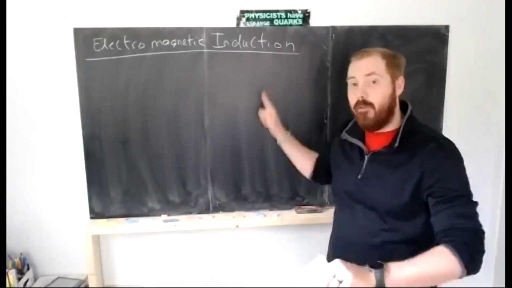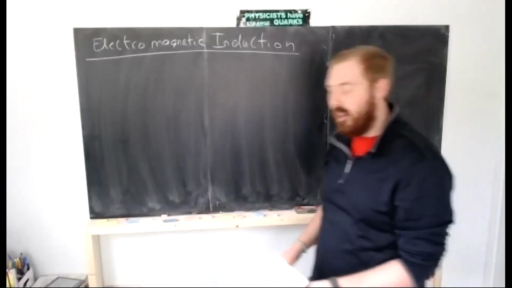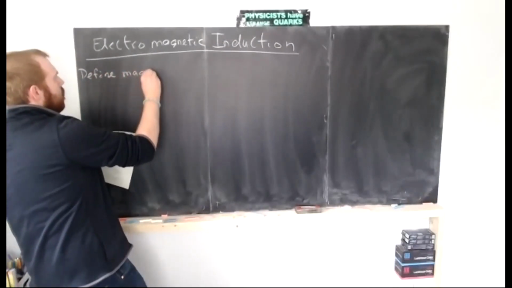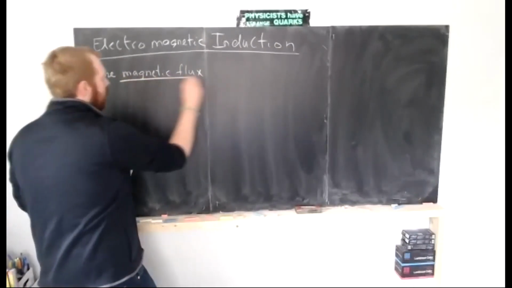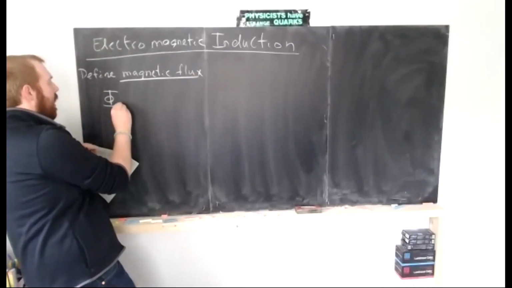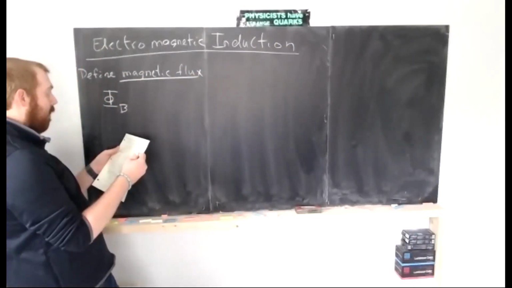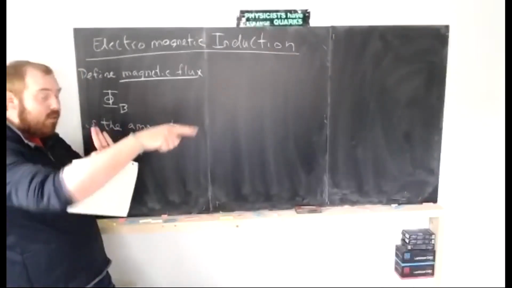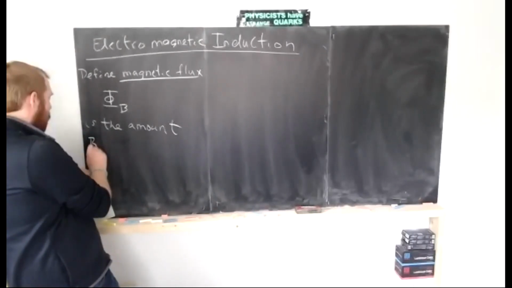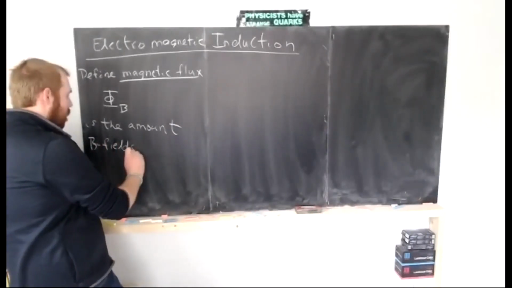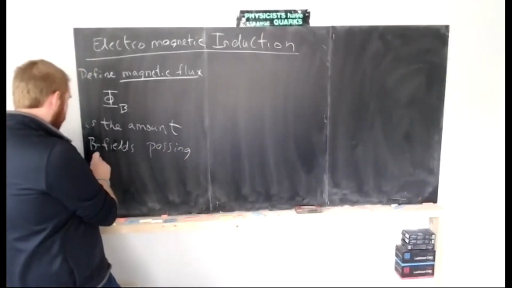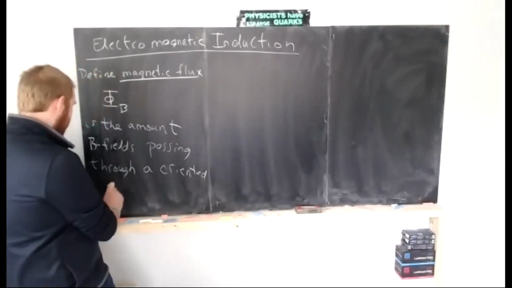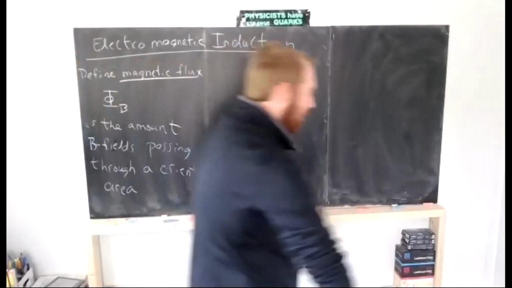Before we can do that, we have to talk about a different concept called flux. We vaguely talked about flux before, but as a reminder, we're going to define magnetic flux. Magnetic flux, we'll give it a symbol of a capital Phi V. So this magnetic flux is the amount of magnetic fields passing through an area. So the amount of B fields passing through a oriented area. Very mathematical.